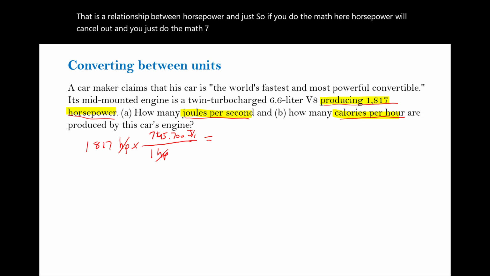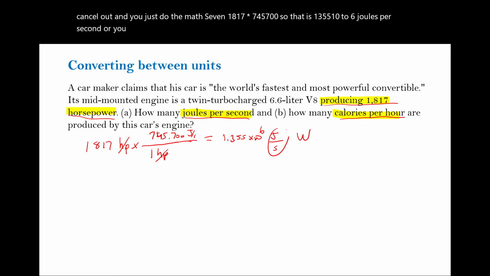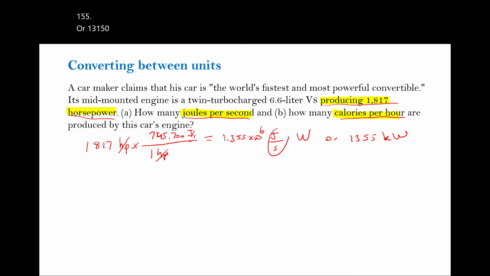1817 times 745.7, so that is 1.355 times 10 to the 6 joules per second, or you can use watts. And if you convert it to kilowatts, it is 1355 kilowatts.